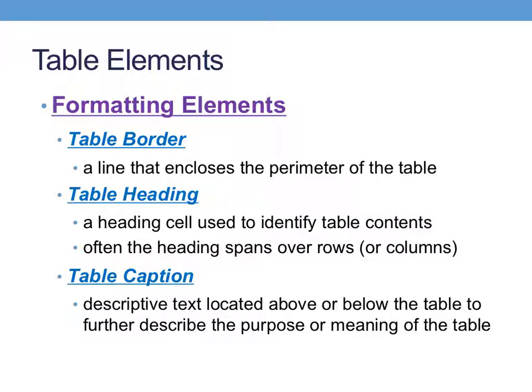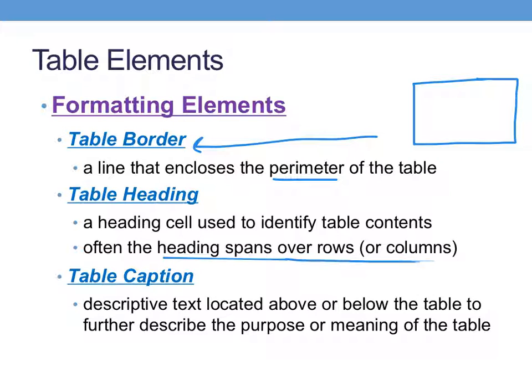So some key formatting words to be aware of as we start progressing through this chapter. A table border is a line that encloses the perimeter of the table, so that's that outer line around the table. So when we're talking about changing the width of our border, we're talking about changing that outer line that surrounds our table. A table heading is something that's used to identify what's in the contents of your table, and oftentimes you use what's called spanning for these headings, and again we'll talk about that in a later lesson.